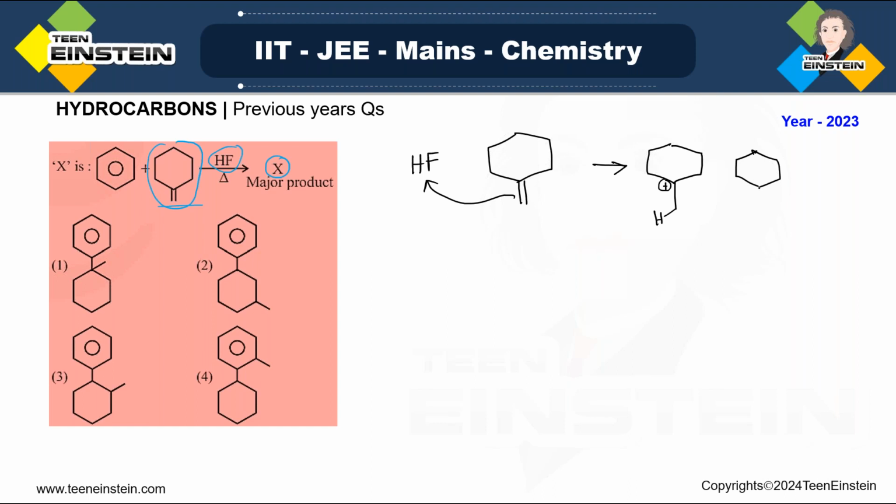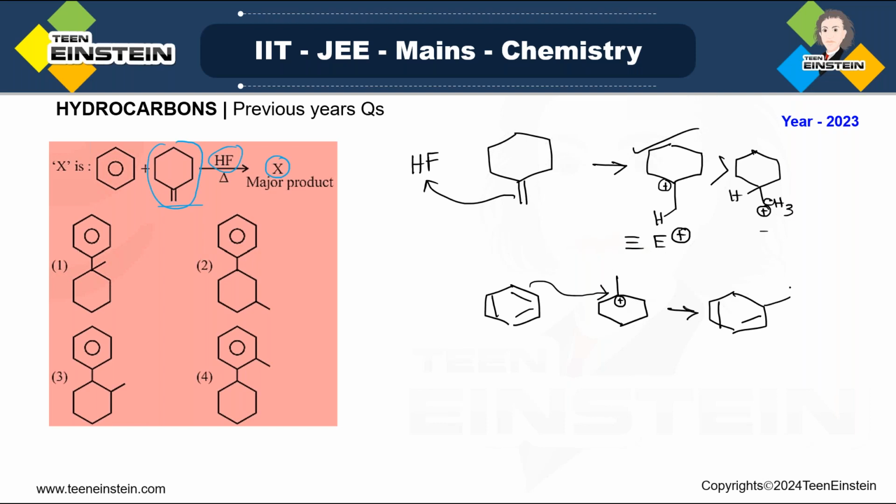Another possibility is this one, where you add the hydrogen here and the positive charge is on the methyl group. But which one is more stable? The first one is more stable, because here it is a 3-degree carbocation, and the other is 1 degree. So we will consider this one. Now this is actually our electrophile. Let me write it again. This is the electrophile, and when you are treating it with benzene, these double bonds will attack here.